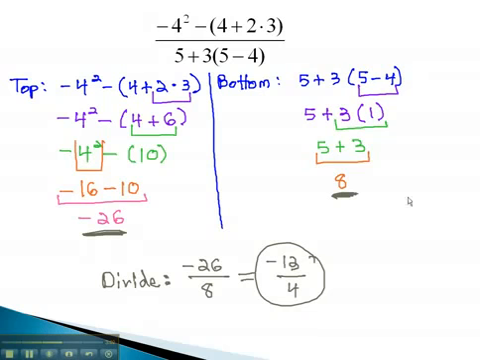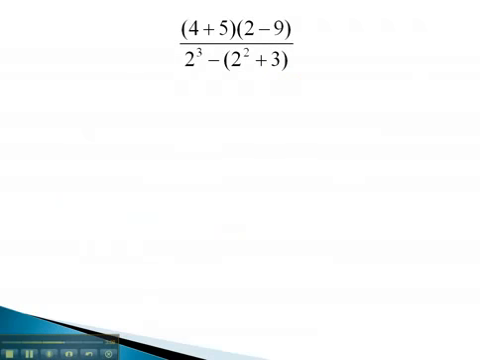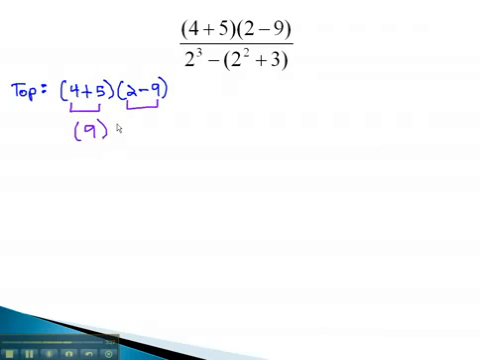Let's look at one more example that uses fractions, simplifying both the top and the bottom before we divide. In this example, on the top we have 4 plus 5 times (2 minus 9). Order of operations tells us to do the parentheses first. 4 plus 5 is 9, and 2 minus 9 is negative 7. Next, we can multiply. 9 times negative 7 is negative 63.